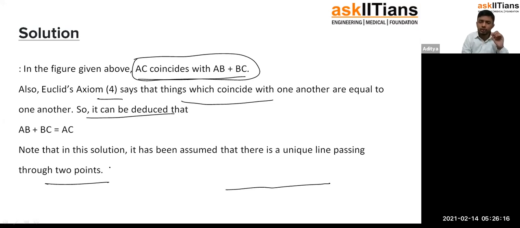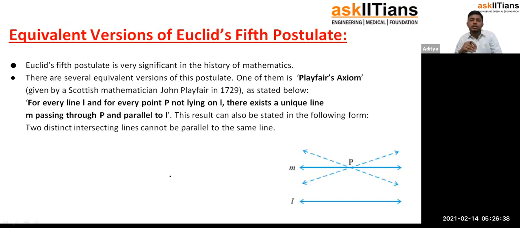The reason it is important is because, let's say we did not know that there is a unique line, then maybe through A and B this line is passing, maybe through B and C this line is passing. So it is important to assume here that a unique line passes through any 2 points, right? Fine. Now let us see the equivalent versions of Euclid's fifth postulate.